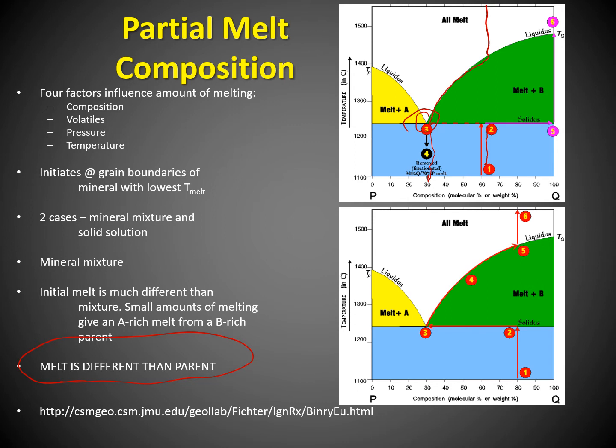So at first, most of your A comes off. That makes your remaining melt B rich, and at some point when all the A is done, you end up over here because you have no A left. At that point, then it will start following up there because that's all you have left.